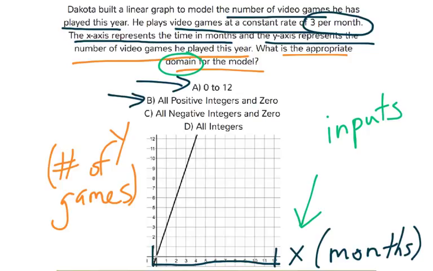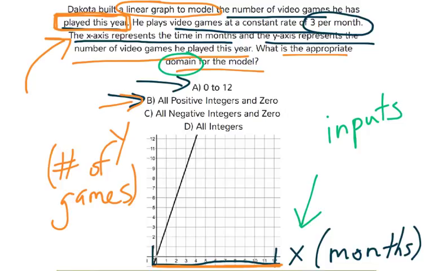And you have to be very careful here to read it. It says we are building this linear graph to model the number of video games he has played this year. So that's the important part, this year. So could I have a positive integer domain input of 100, right? That's years from now. Is that okay? No, because we only want this year. So we only want January through December of this year, which means we only want this domain down here.